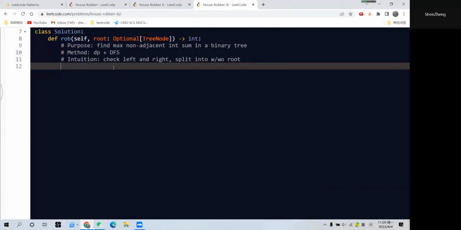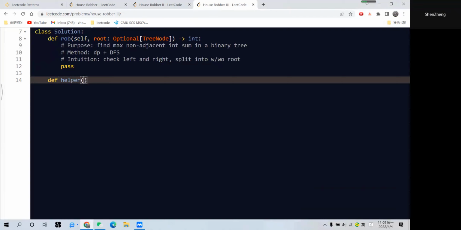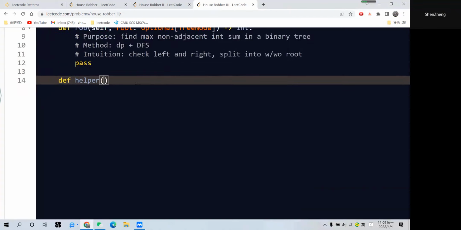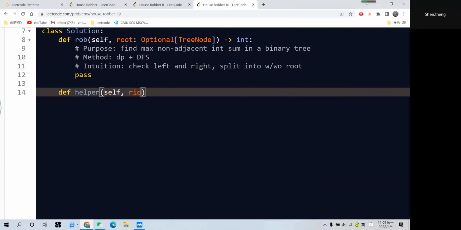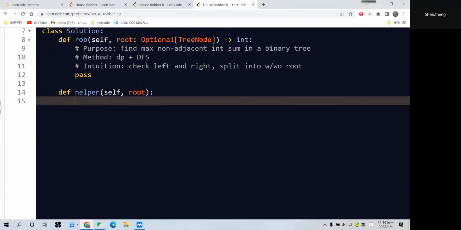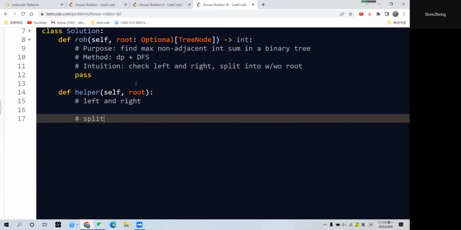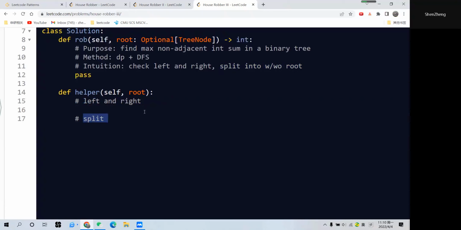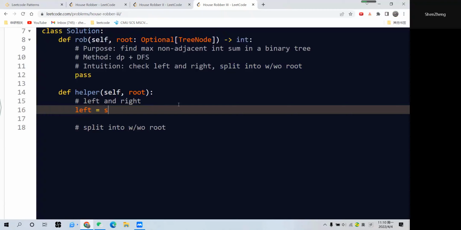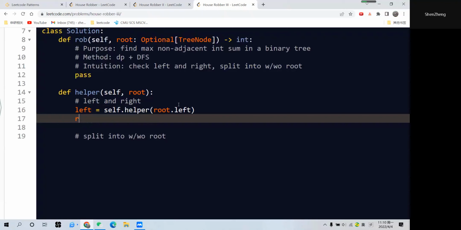Okay. So first, let me skip this main function and write the helper function, as we did in the previous 3 questions. So for the helper function, we actually need a root as the only variable. And the first thing we have to consider is to check the left and right recursively, and then split into the case with root or without root. Just copy paste this coding comment, save time. So the left is the helper of the root's left, and right is the helper of the root's right.